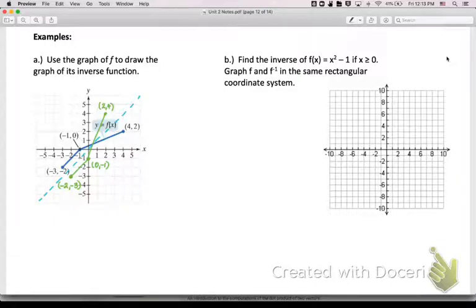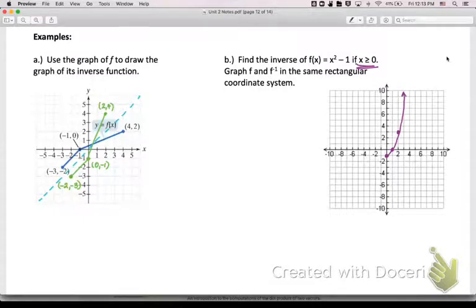Now, B says, find the inverse of f of x equals x squared minus 1 for only x greater than or equal to 0. Well, x squared minus 1 is going to be the parent function of a quadratic just shifted down 1, but we only want x greater than or equal to 0, which means we only want the positive half of the parabola. So that would look like this. You can always make an XY table to graph if you're not sure, just like we did with piecewise functions. Start with 0 and plug in 0, 1, and 2, and you'll get those same points. We don't want the negative side because they told us to only stick with this one.